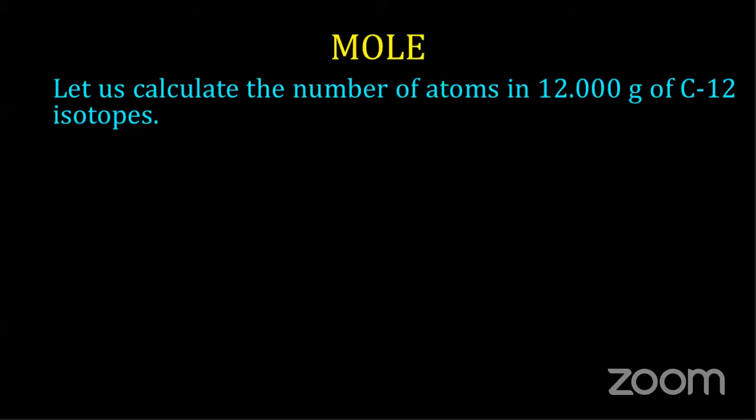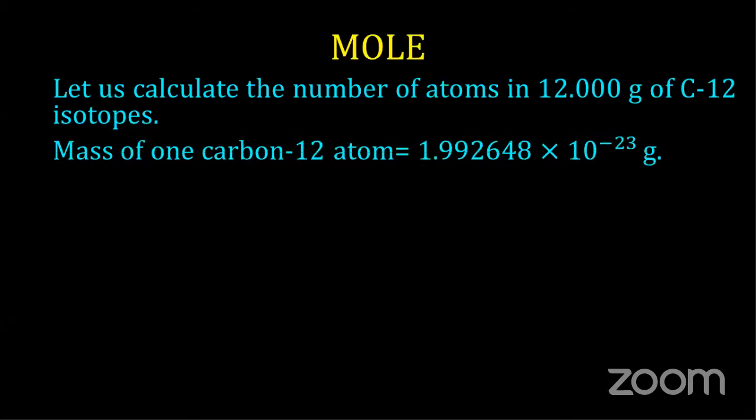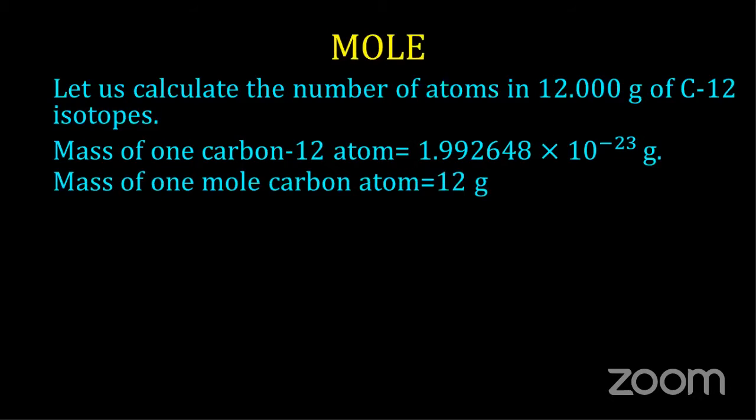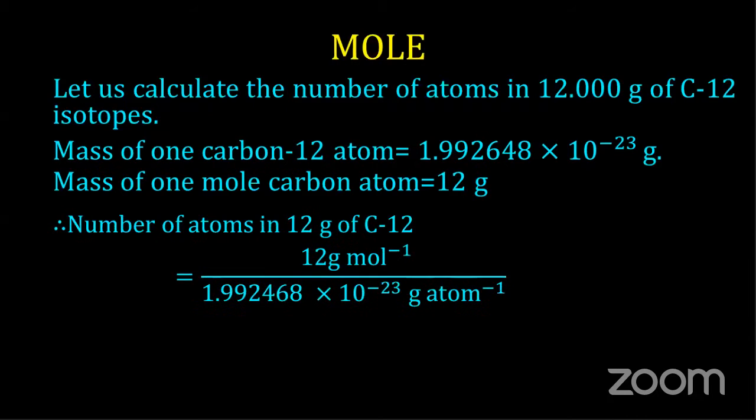Okay, so now look at how to calculate the number of atoms. Now the mass of one carbon 12 atom is 1.992648 into 10 raised to minus 23 kilogram. Now this is all statistical data. Mass of 1 mole of carbon atom is 12 gram. Now the number of atoms in 12 gram of carbon C12 can be calculated.